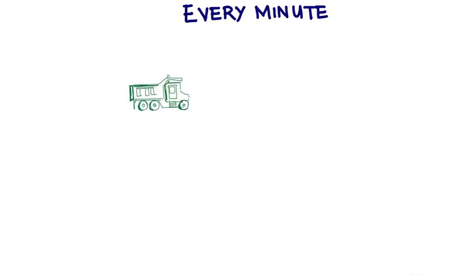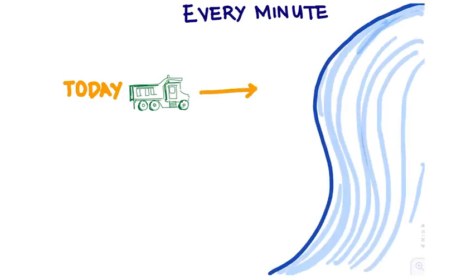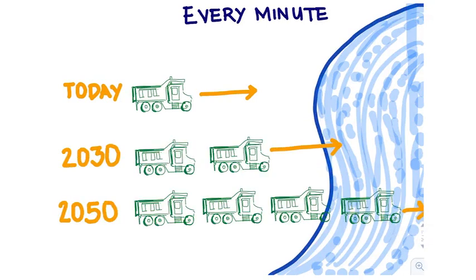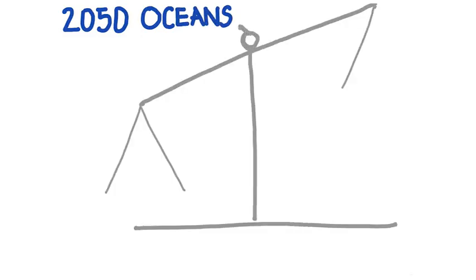and if we don't do anything about it, by the year 2030, we'll be doubling the amount of plastics we add to our ocean each year. That's 2 garbage trucks a minute. And by 2050, we're projected to double again to 4 garbage trucks per minute, or 1 every 15 seconds. By 2050, we'll have more plastic in all of our oceans than fish.